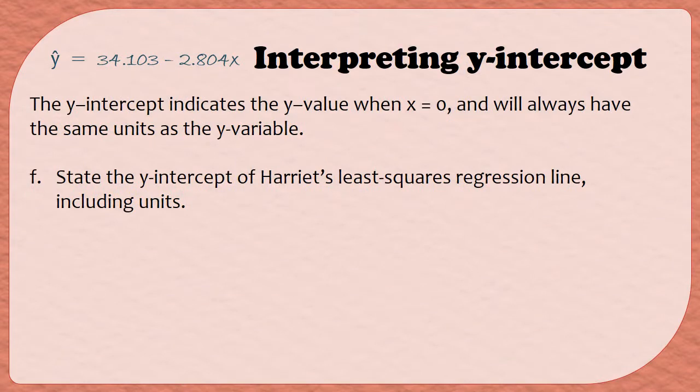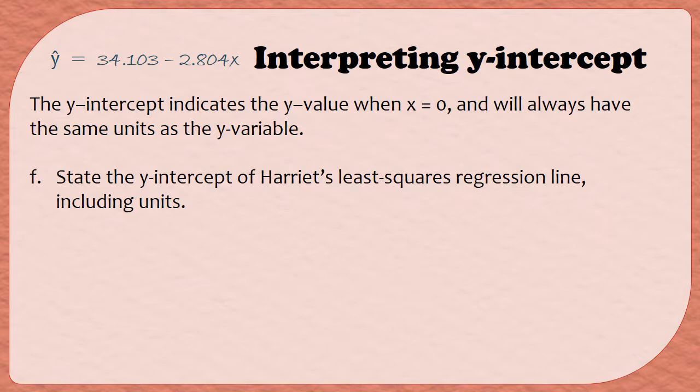All right, so now that we've discussed the slope a little bit, let's talk about the y-intercept. The y-intercept is the value that you get when x is 0. And it will always have the same units as the y variable because it's the y-intercept.